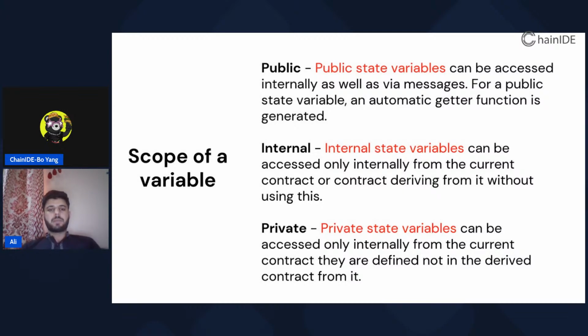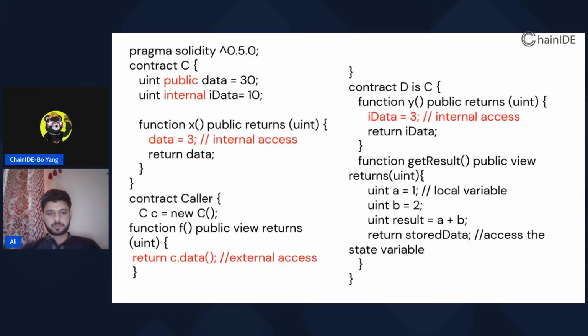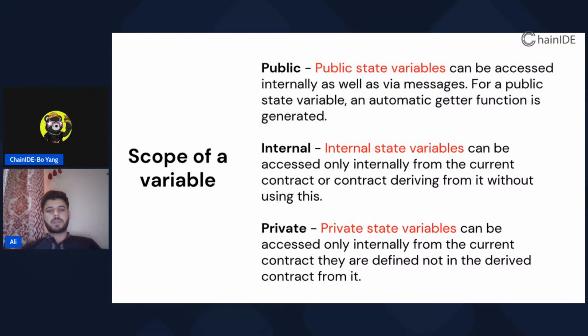When a state variable is declared as public, it can be accessed internally, inside a smart contract, and outside the smart contract, like in a derived smart contract also. But an internal state variable can be accessed only inside a smart contract but not outside the smart contract. And the third one is the private state variable. Those can be accessed only inside the smart contract but not the derived contract.